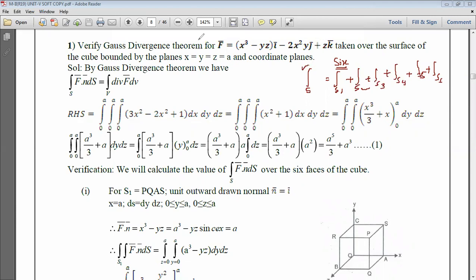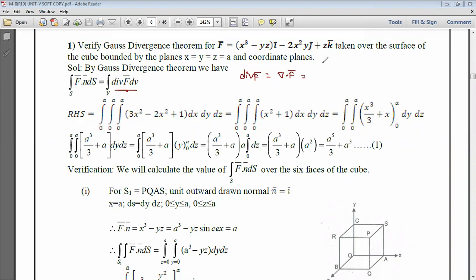Okay, so here it is, that one we will do in verification. First, we need to calculate the integral of divergence f bar dV. The divergence of f bar is nothing but del dot f bar, right? Del we already know is i ∂/∂x plus j ∂/∂y plus k ∂/∂z, dotted with f bar.